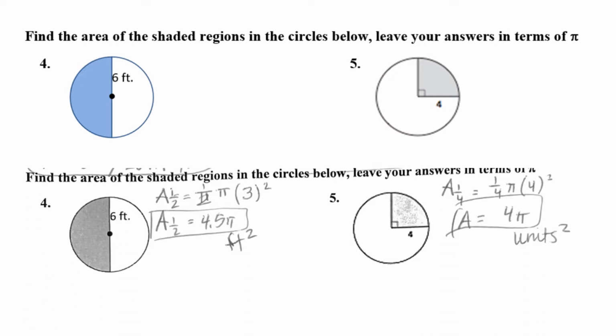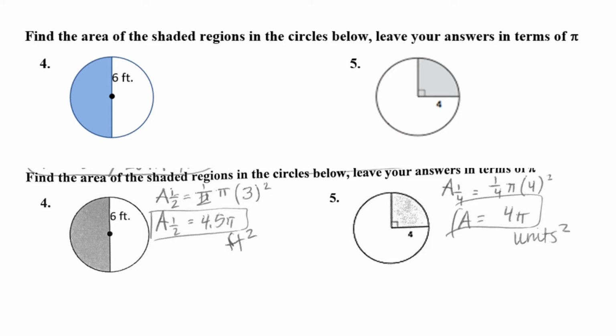So area of the shaded region, I'm going to do area of half a circle, which is 1/2 times pi r squared. This diameter here is 6 feet, so that means the radius is 3. 3 squared is 9, and 9 times 1/2 is 4.5. So it would be 4.5 pi feet squared, and this is in terms of pi. So we're going to leave the pi there in our answer.